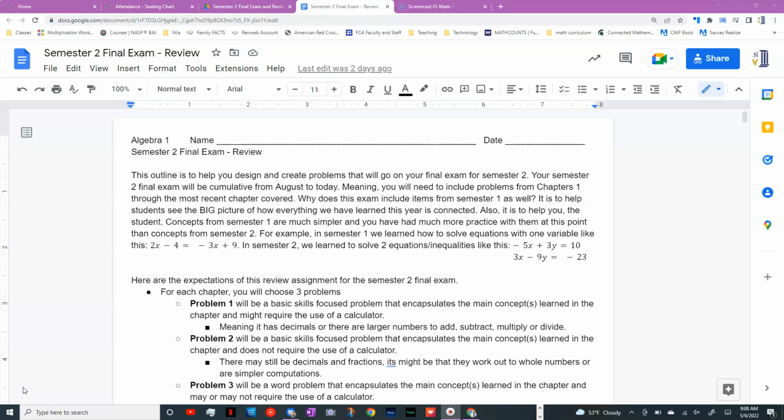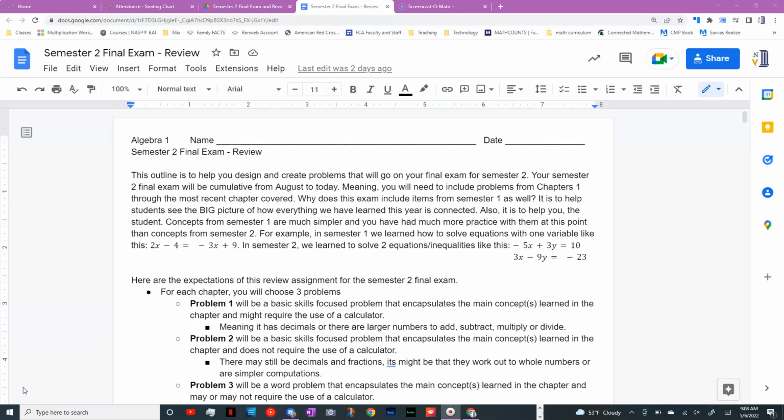But you're going to basically create 3 problems per chapter. And we've done 8 chapters. So how many problems is that total? 24. There we go. 24. It says you'll choose 3 problems. What? It says you'll choose 3 problems. Right. Yeah. Choose or create. Right. The type of problem.